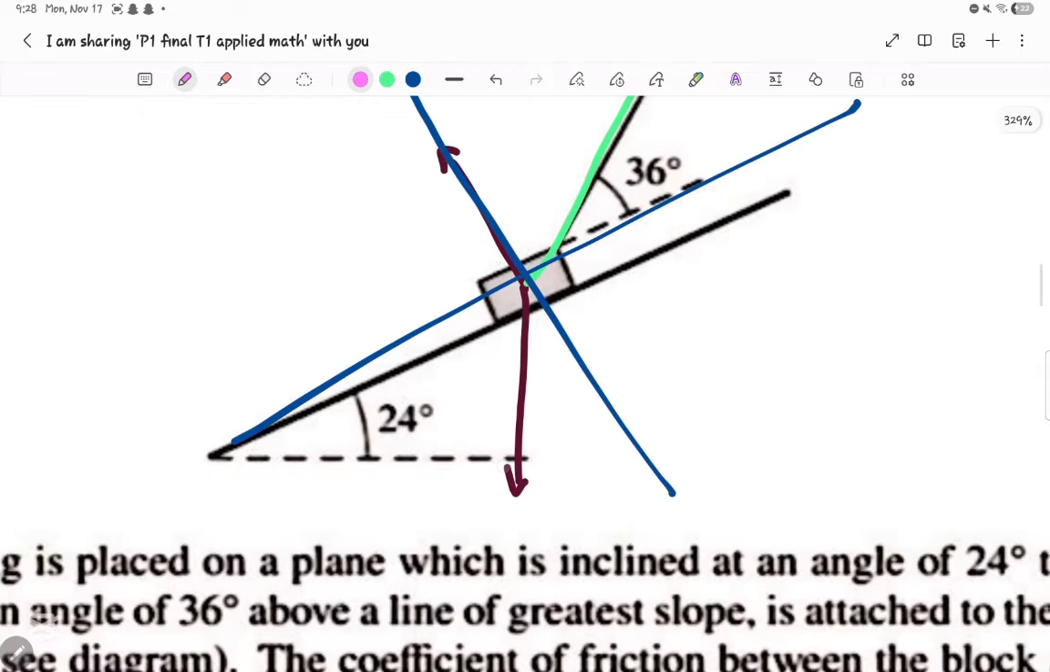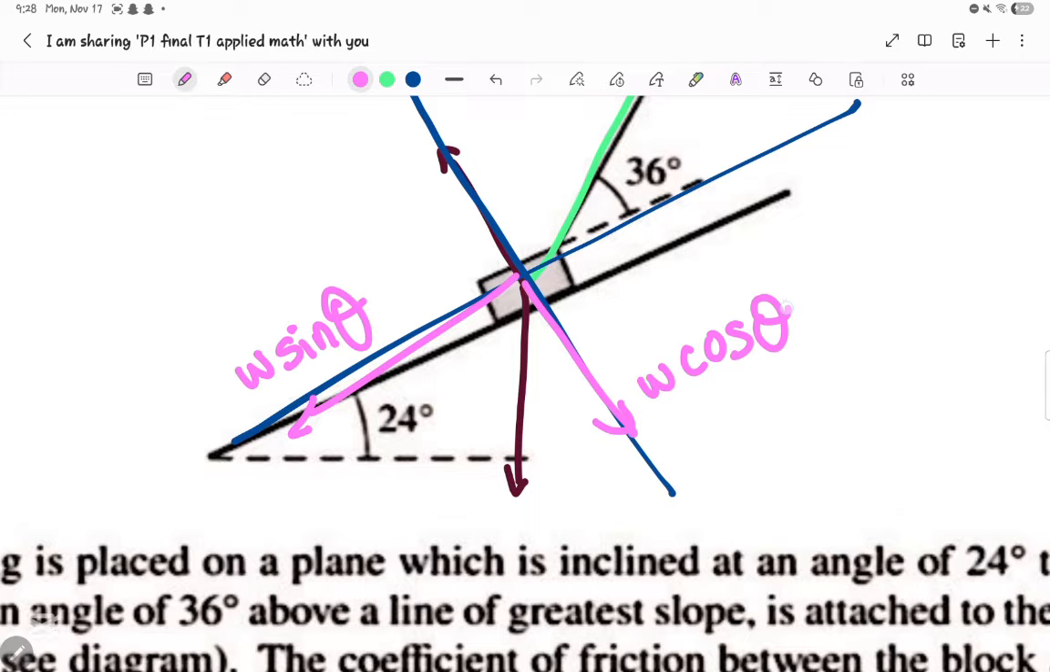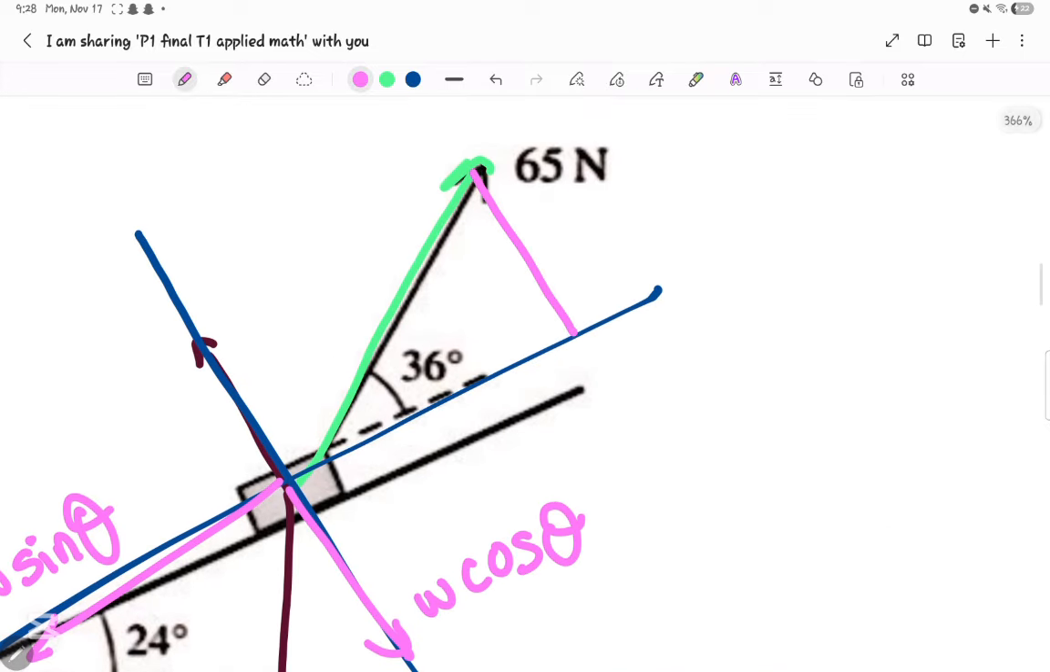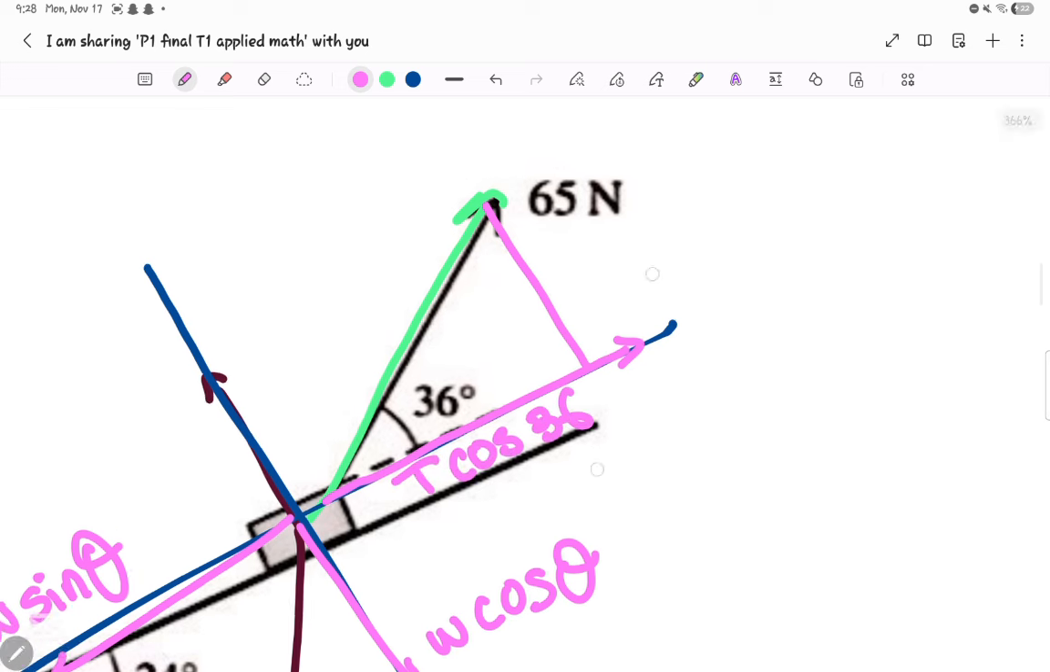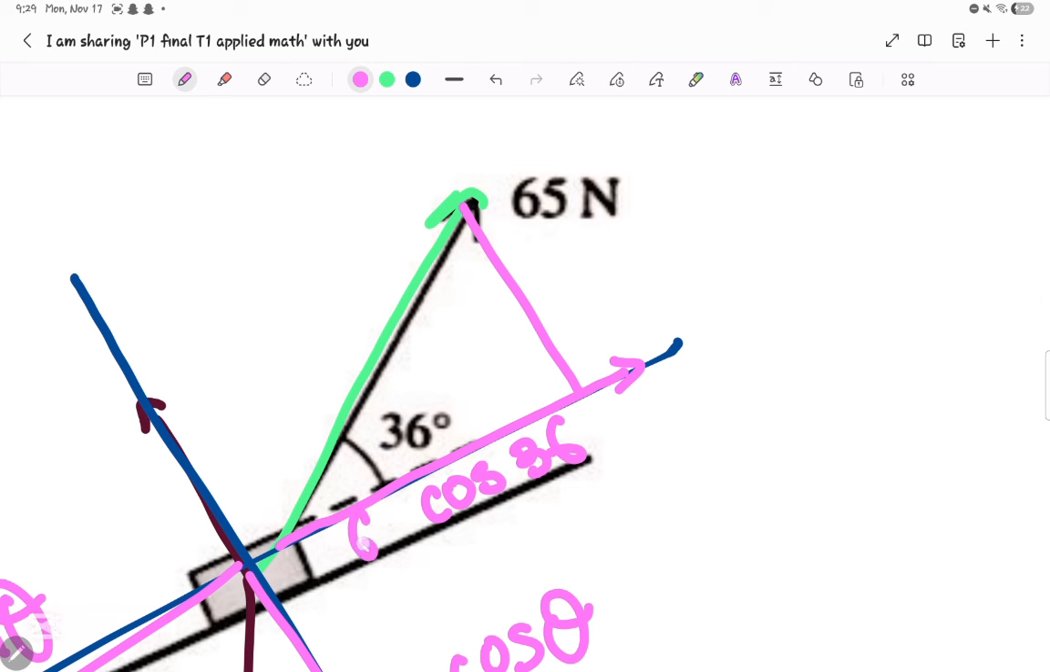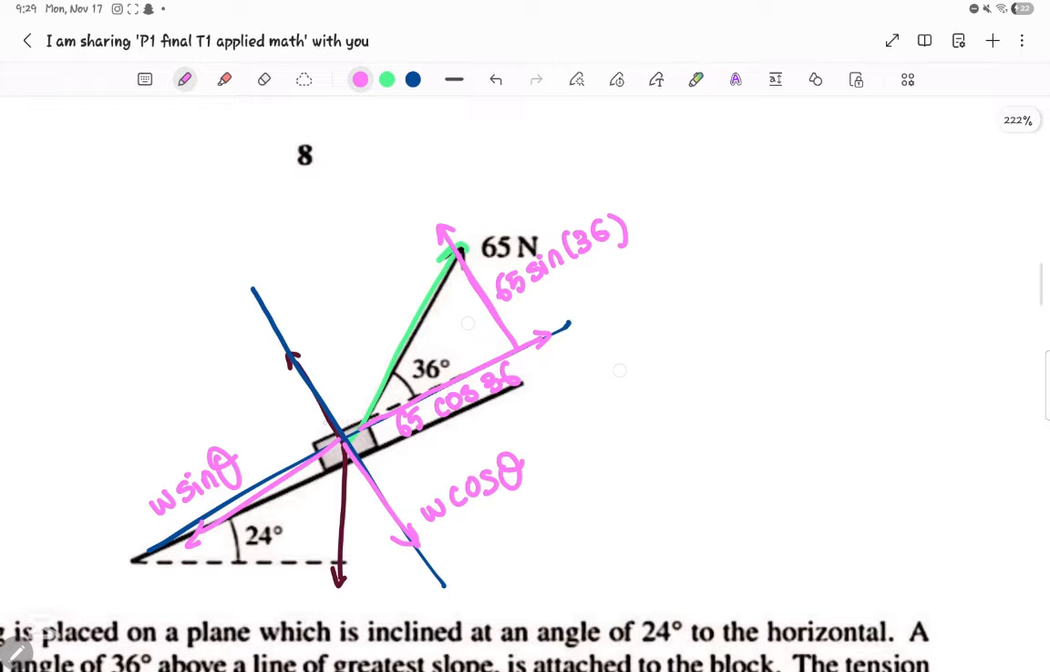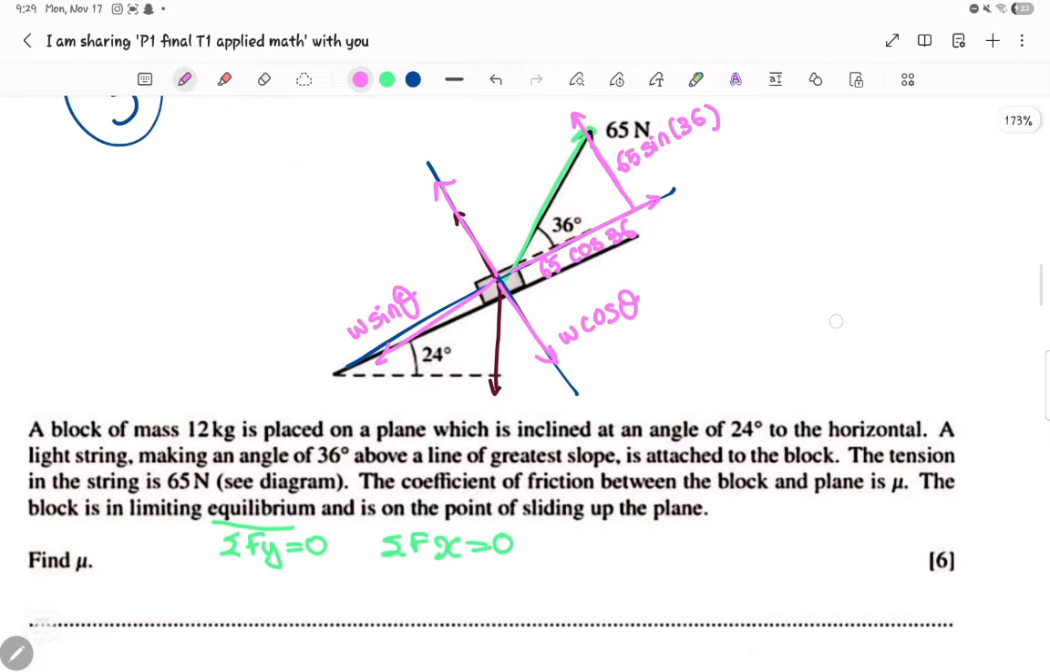I know always on the x-axis my weight is going to be on the inclined plane. Of course, it's going to be W sine theta. Here it's going to be on the y-axis W cosine theta. My tension, I just need to resolve it as if it were a triangle. I need to find the value of the x, so it would be tension cosine 36, right? So 65 cosine 36 because my tension is 65. And I wanted to find my y-axis, which is basically this over here because they are parallel. How do I find it? By doing 65 sine 36. It's all based on the angle and triangles. And this is going up, it's going up like this. Perfect. So now, what can I say?